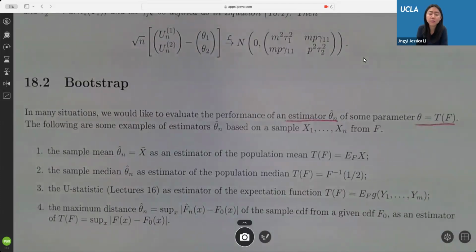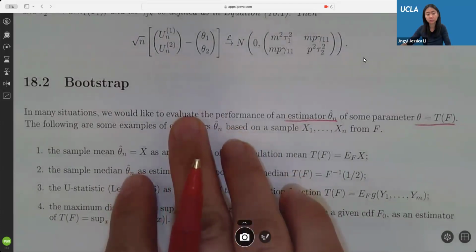Fourth, the maximum distance theta hat n between your empirical CDF and the actual CDF. You take the supremum of the difference between the two CDF functions, the sample CDF and a given CDF F0. It is an estimator of this T(F), in which you are interested in the difference between F and another distribution F0. So these are all the estimators.